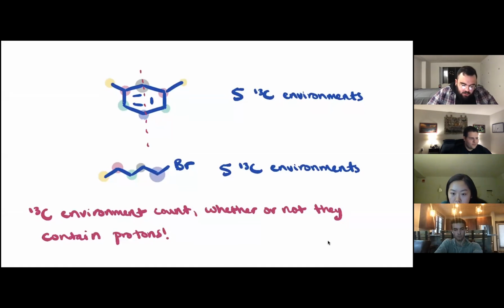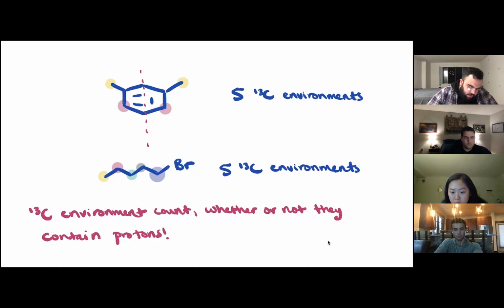So if we look at this and I ask you to find how many proton environments there are going to be, you're going to have to look at all the places where you have protons bound. So let me erase all this little color coding so we can take a look. Okay, so we see that these two groups at the end are methyl groups. So they contain protons, so they're a proton environment. These groups right here actually have a hydrogen that is directly bound to them. Because of that, that counts as another environment.